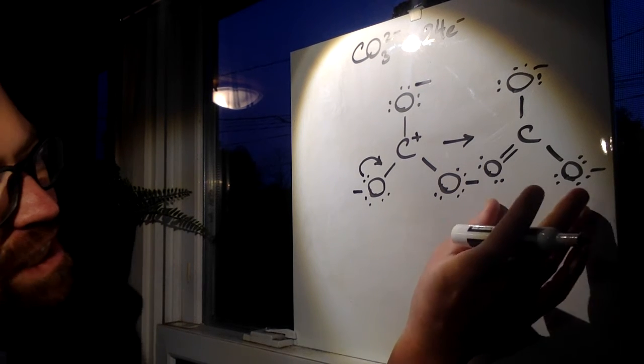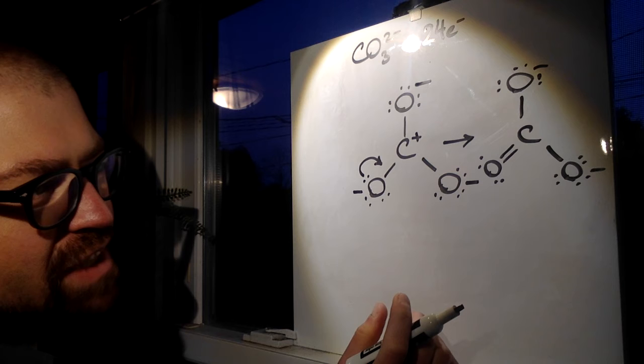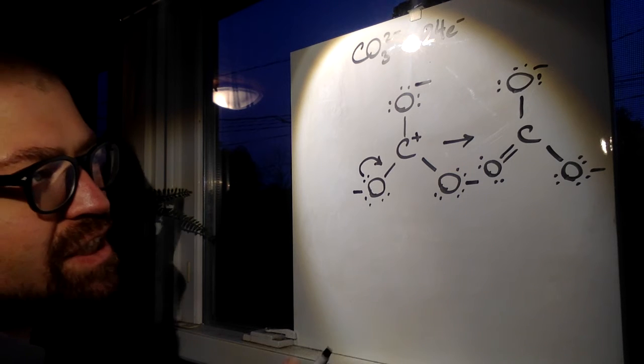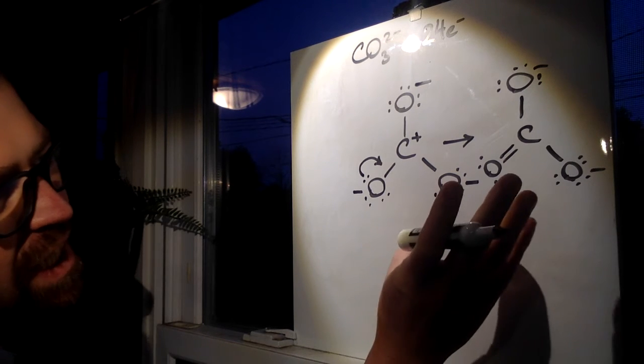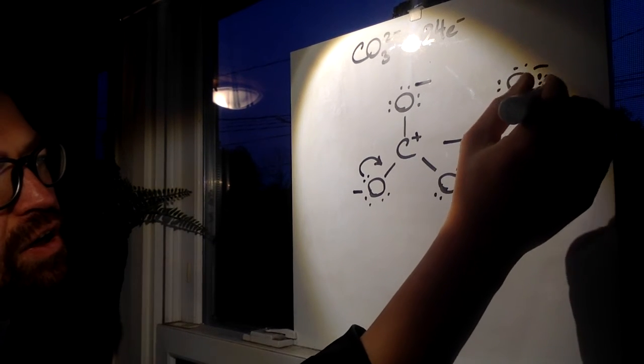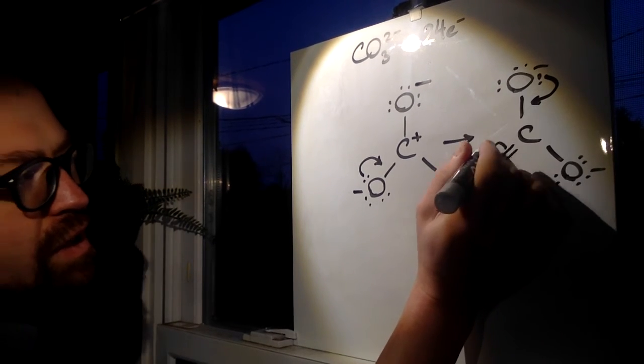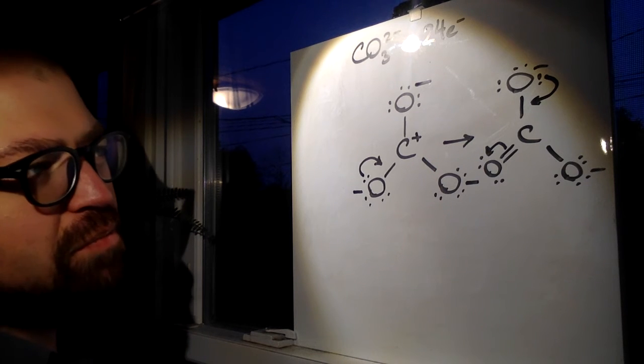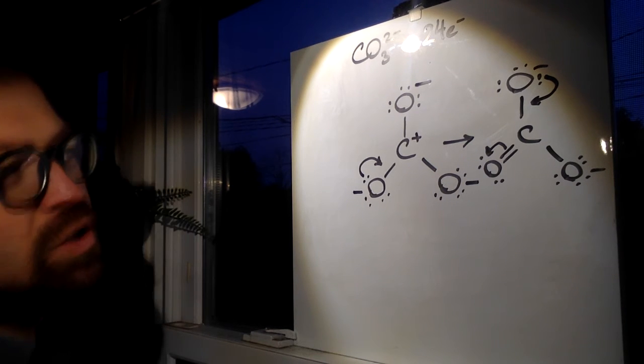But this is not the only one that we can use to represent it. And it's actually technically not appropriate to just say that's it, because the truth is that there are other equally relevant possibilities. So this is called arrow pushing.